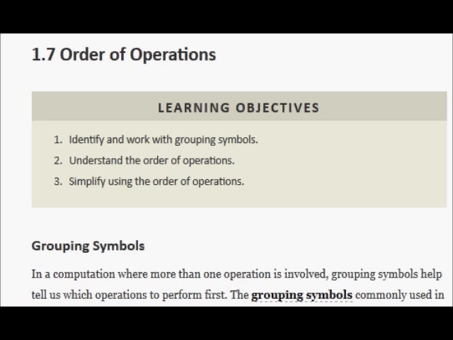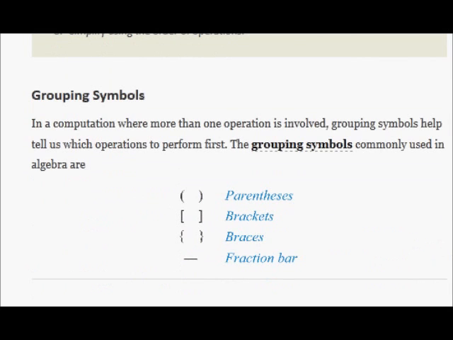We're now on section 1.7, which is order of operations. We're going to get to know grouping symbols and how to work with them, and we're going to understand how operations are ordered. There's a certain order that you follow when you're doing operations, and we're going to use that order of operations in order to simplify things. So let's start with the grouping symbols.